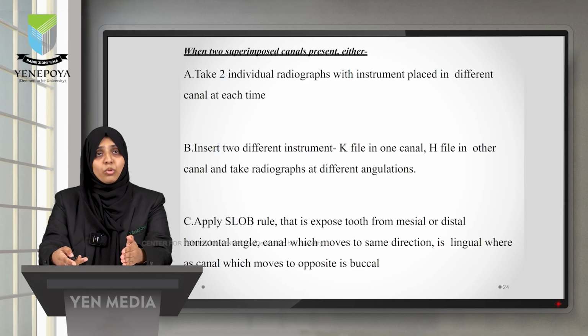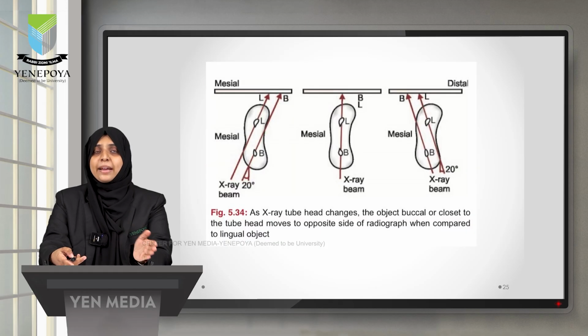Or else there is one more technique, that is the SLOB rule, in which the tooth is exposed from the mesial or distal horizontal angle. The canal which moves in the same direction, that is the same side, is lingual, and the one which moves in the opposite direction is indicated as buccal. So here you can see as the X-ray tube head changes, the buccal object, or the one closest to the tube head, moves opposite to the side of the radiograph when compared to the lingual object.